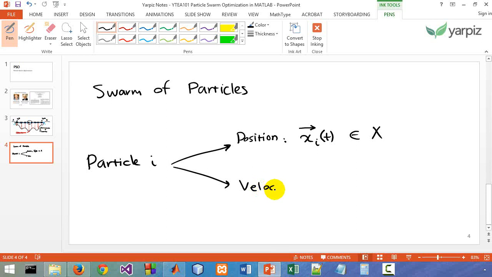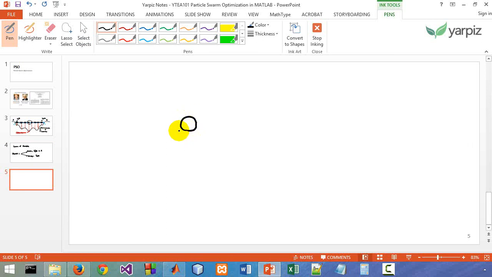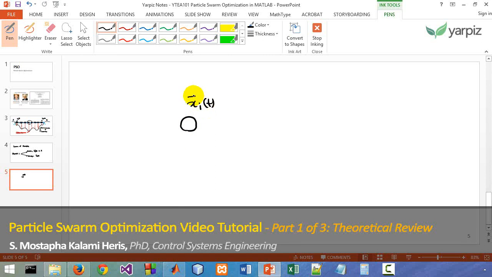In addition to the position, we have a velocity for every particle, which is denoted by v_i^t. This is a vector too, and it is in the same space as the position. The dimensions of v and x are the same. The velocity describes the movement of particle i in the sense of direction and in the sense of distance and step size. So we have a particle in time step t, which is located in the position x_i^t, and it moves towards a vector like v_i^t.